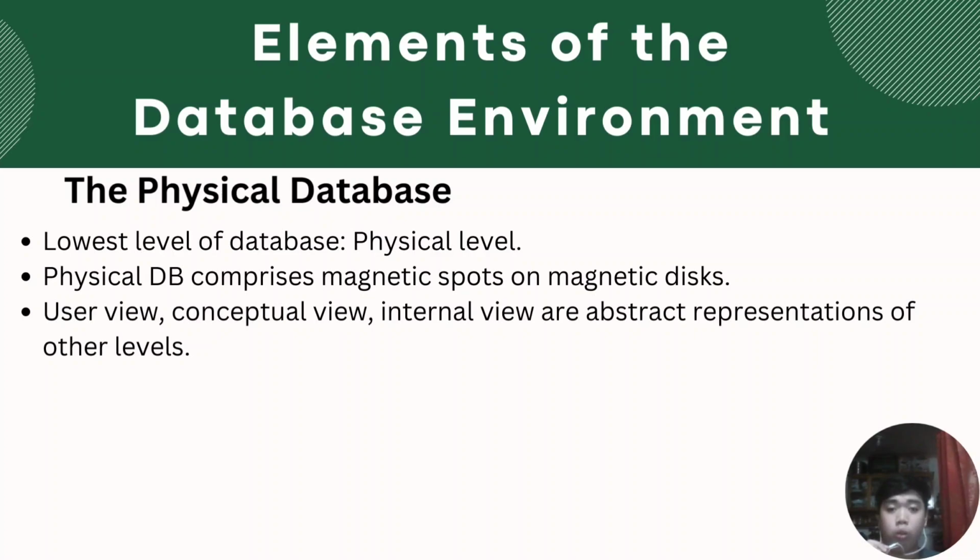Now let us go to the fourth element depicted in Figure 9.3, which is the physical database. So it is positioned at the lowest level within the database framework. The physical database embodies the tangible manifestation of the data. It is comprised of magnetic spots intricately arranged across magnetic disks. In contrast, other levels of the database, such as the user view, conceptual view, and internal view, operate as abstract interpretations of this physical foundation.